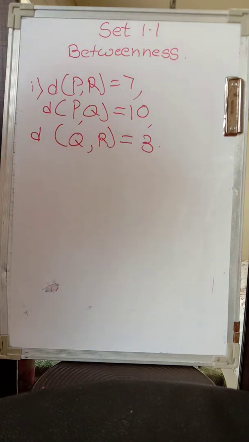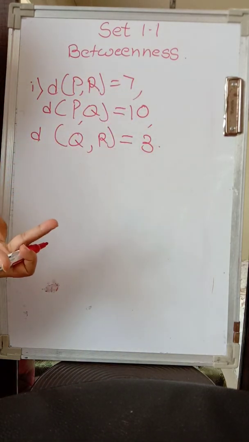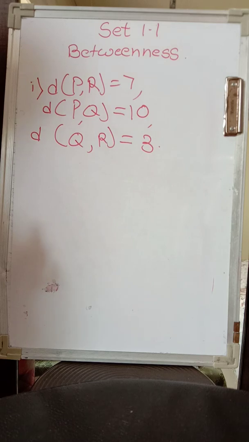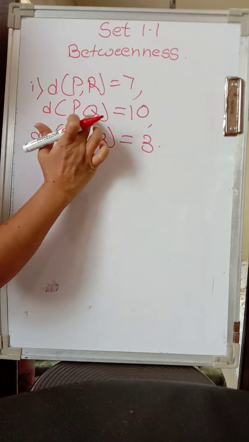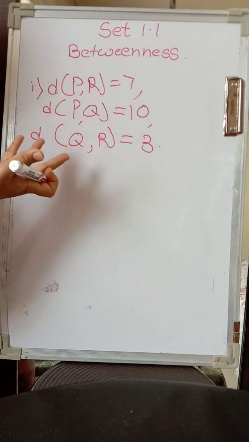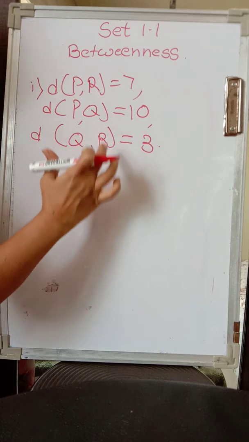Now look students, look at the numbers. 7 plus 3 is 10. So immediately you can say these 3 points are collinear. Now 10 is the longest length. That means endpoints will be P and Q. Yes or no? Orally also you can do this. So P and Q are endpoints. So which is the remaining point? R will be in between.